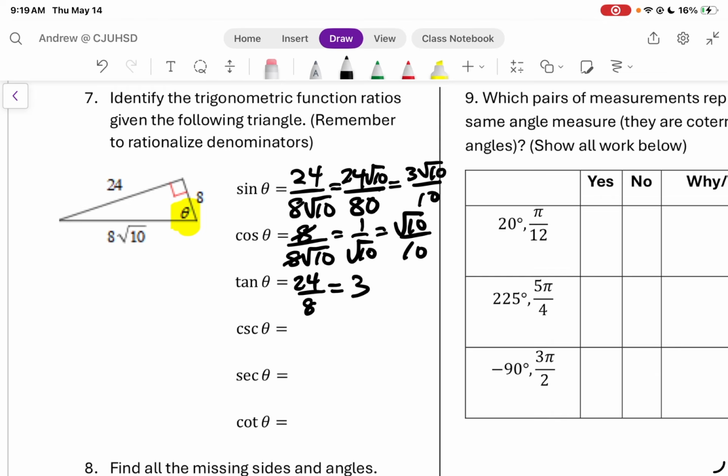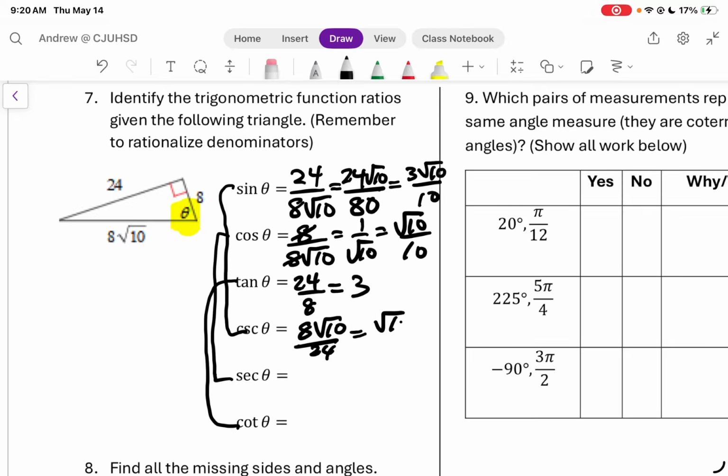Now, the cosecant, the secant, and the cotangent, an easy way to remember is that the co's never go together. So cosine does not go with cosecant. It goes with secant. Sine goes with cosecant. And tangent goes with cotangent. The 3 at the bottom are just reciprocals of the ones at the top. So cosecant is the reciprocal of sine. And if you wanted to take that back to 8 root 10 over 24, that will reduce to root 10 over 3.